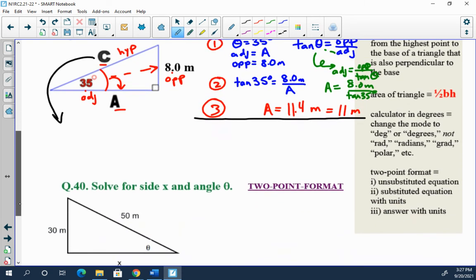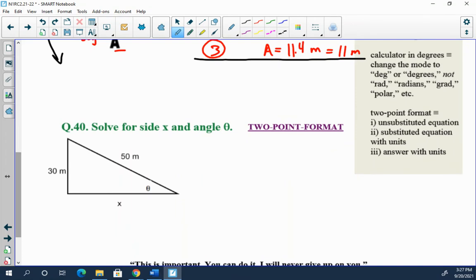Now, coming down here, you can do the same game for question 40. In 2-point format, you're going to solve for side X, and you're also going to solve for the angle. Beware solving for this angle. I'll give you a little heads up. You can use sine, cosine, or tangent. It doesn't really matter. However, you're going to have to do the inverse trig function. Beware, some of you might recognize side X without doing any math because it's a special right triangle. However, when you are asked to show 2-point format, you still have to show your math. In this case, you're probably best off trying Pythagorean theorem.